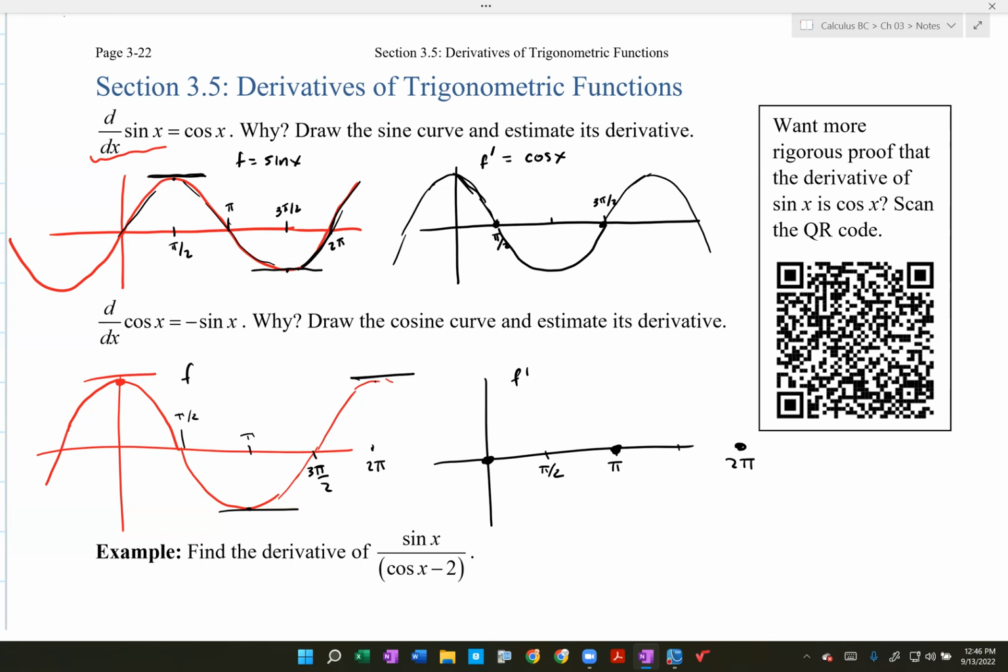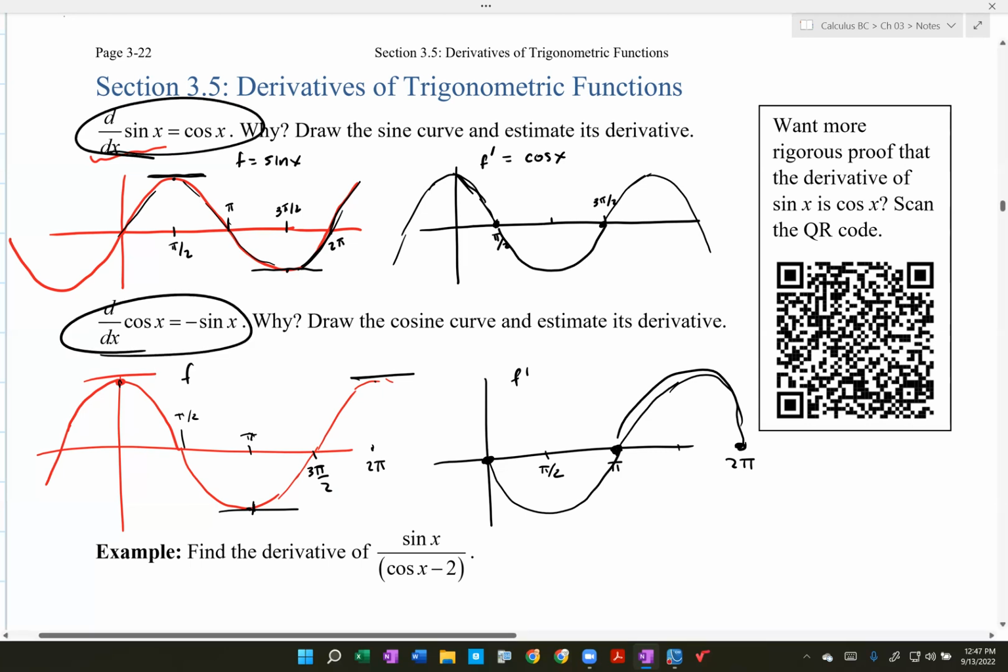Right? Now, in between 0 and pi, this function is decreasing. And between pi and 2 pi, it's increasing. It has all those positive slopes. And you can see that this curve looks a lot like the negative sine curve. It looks like the sine curve, except it's been flipped over the x-axis. So I am going to ask you to memorize those two facts. The derivative of sine is equal to cosine, and the derivative of cosine is equal to negative sine.